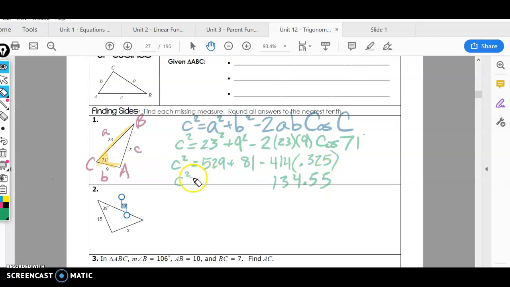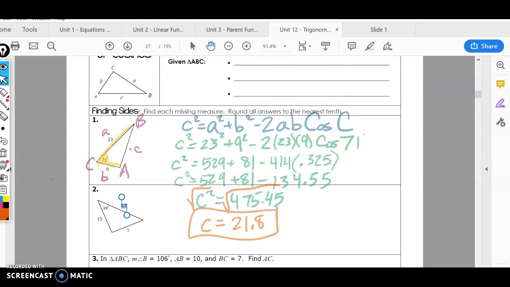I'm going to rewrite everything back down in the same order. And then I'm going to do my addition and subtraction left to right. So 529 plus 81 minus 134.55. So c squared equals 475.45. And here's a big mistake. Some people leave their side just like that. But when you're looking at it in terms of the triangle, that would be a pretty huge side. We have one more thing to do, and we have to take the square root to have c equal 21.8. That makes a lot more sense.